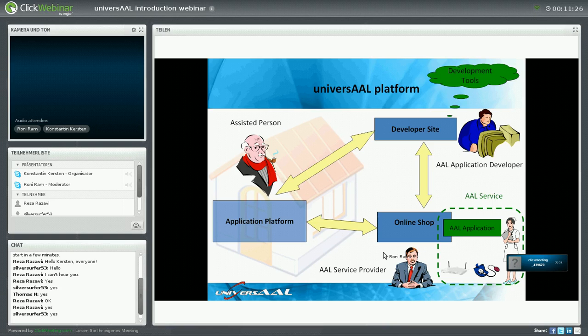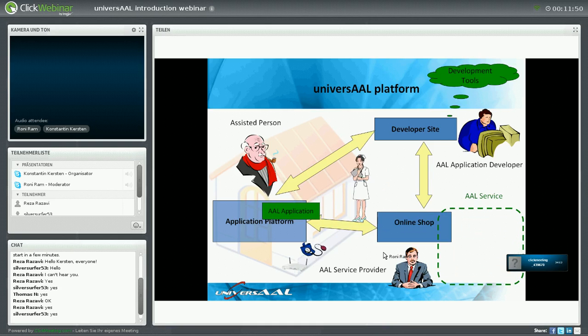And now, assuming that the assisted person or one of his caregivers or a relative is interested in a solution that will help the person to remain at home, they can look for such a service in the online shop, and once they find such a solution and accept the license agreement, they can download the application directly to the platform that is installed at home. The devices will arrive later by mail, and the human resources will arrive at the times that were scheduled in the agreement. And this is what universAAL is trying to achieve.